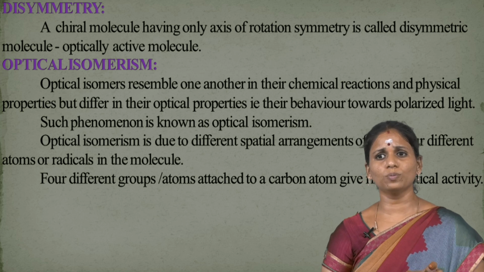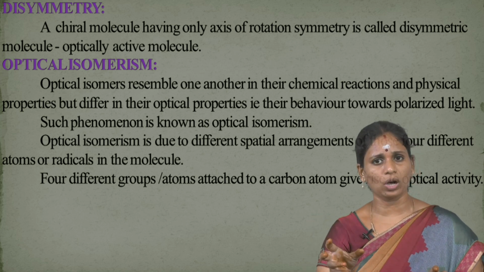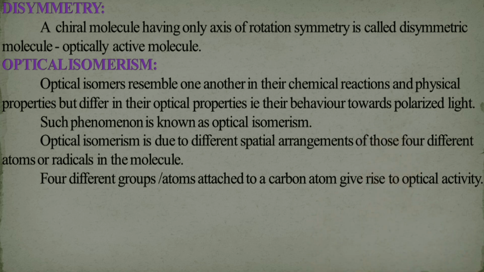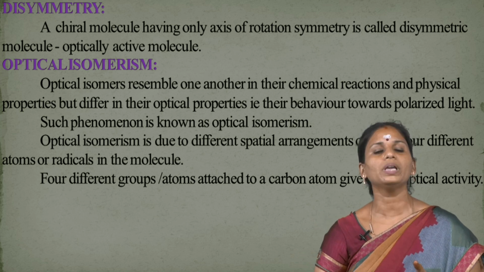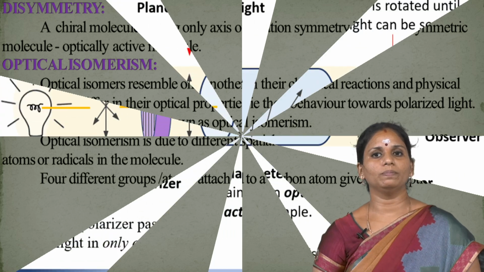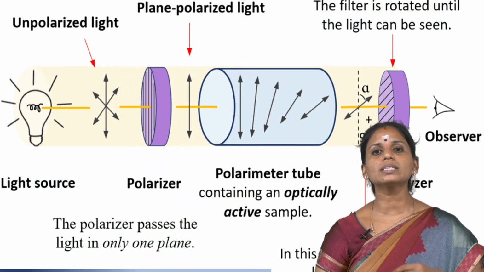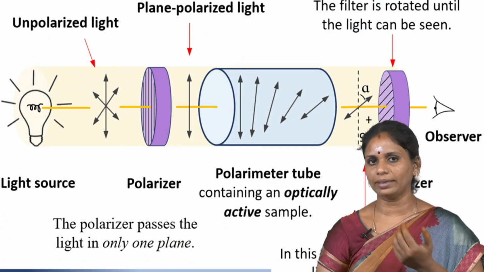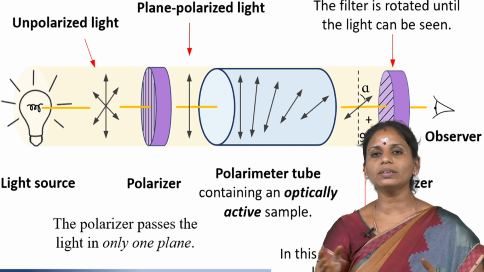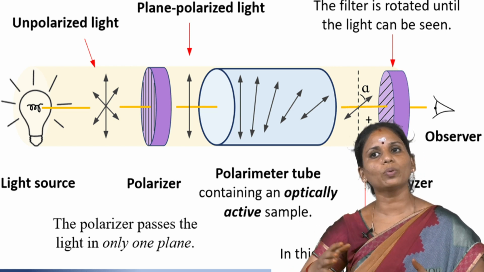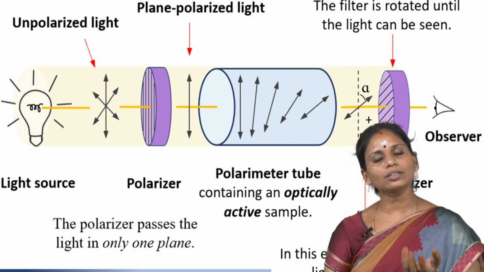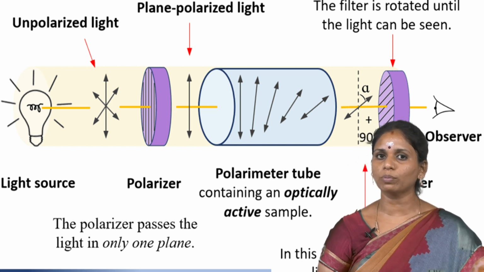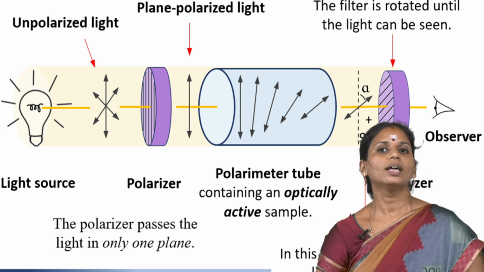If all four atoms or groups attached to the same carbon are different, the molecule is said to be optically active. If such a molecule is exposed to plane polarized light, then what happens? It may turn the plane polarized light towards the right, and it is called a dextrorotatory molecule. If an optically active molecule turns the plane of polarized light towards the left, it is called a levorotatory molecule.